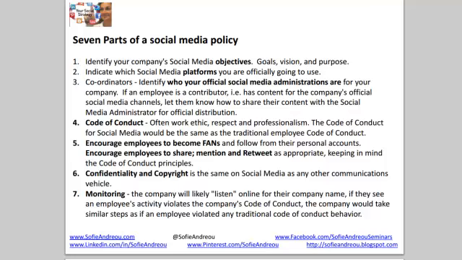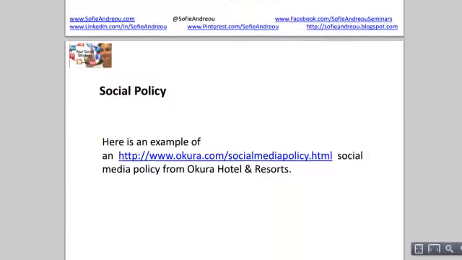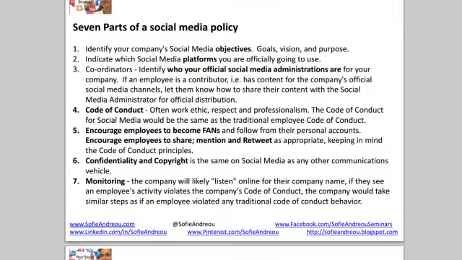And finally, something that sometimes you might not think of: the company needs to let the employees know that the company is listening online for their company name. So if they happen to see an employee who violates any of the company's code of conduct, the company could very well take steps similar to if an employee violated any traditional code of conduct behavior. They can sue somebody for slander or whatever and fire them. So that's the 7 steps for social media.